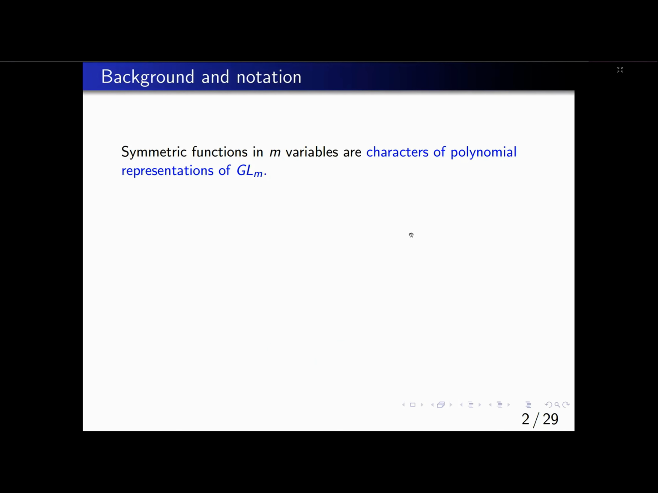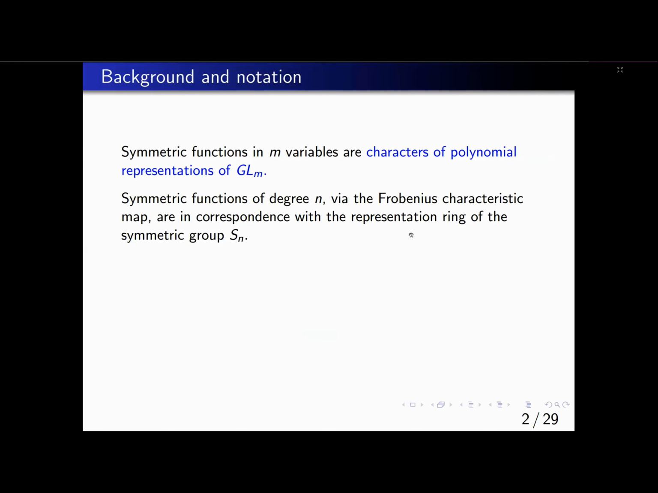So the way I'd like you to think about symmetric functions in this talk is as characters of polynomial representations of GL_m. They are, by Schur-Weil duality, also in correspondence with representations of the symmetric group. And most of the time it's more useful to think about them as GL_m representations, but in some cases you do have to think about them as S_n representations, and I'll point that out.